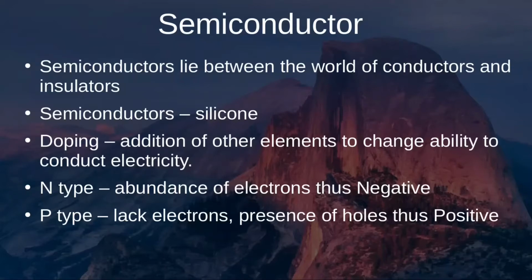Silicon can be what's called doped to create either an N-type or a P-type semiconductor. Doping is essentially the addition of other elements to change the ability to conduct electricity. So doping will either make it a better conductor, or addition of other elements will make it a better insulator in varying degrees. In an N-type semiconductor, there's an abundance of electrons, so this is known as negative or N-type. In a P-type, there is a lack of electrons, or the presence of holes, and this is represented by a P-type.